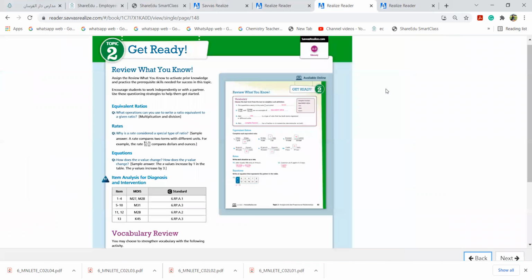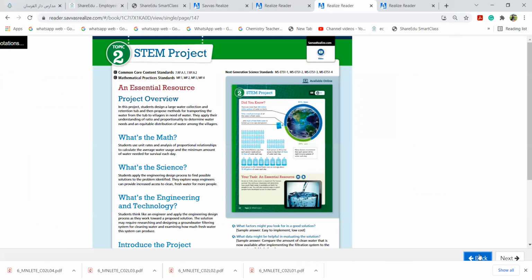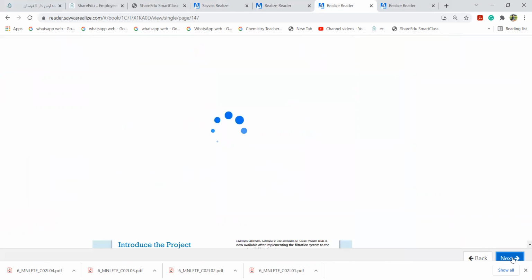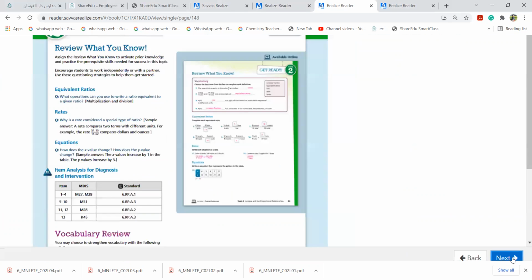We will start with the new unit. What is the unit name? Anyone tell me? What is the unit name? No, the unit name. Proportionals. Analyze and use proportionals. Okay, so the unit's name is analyze and use proportional relationships.